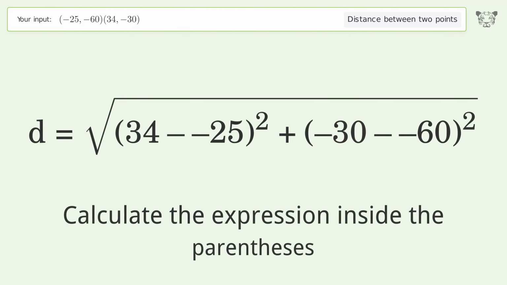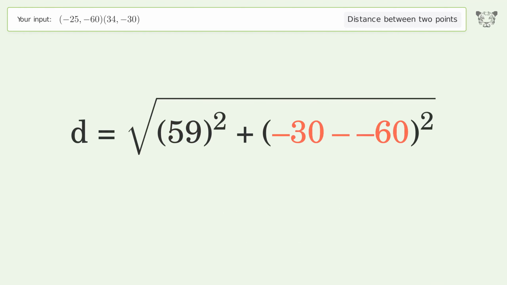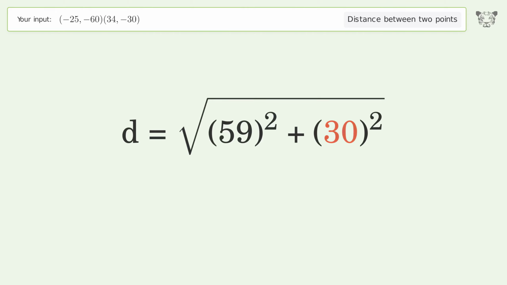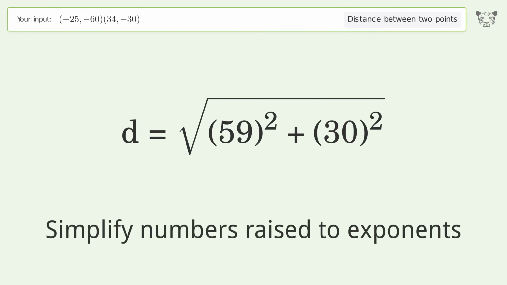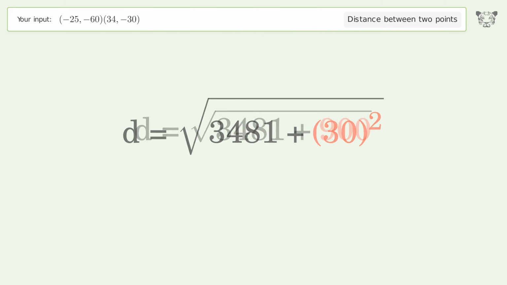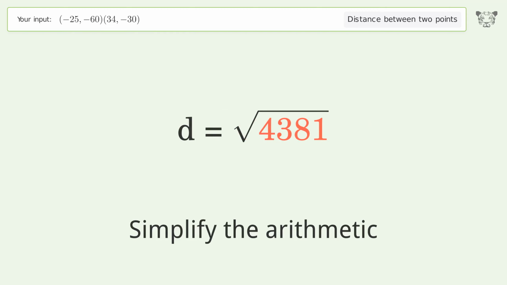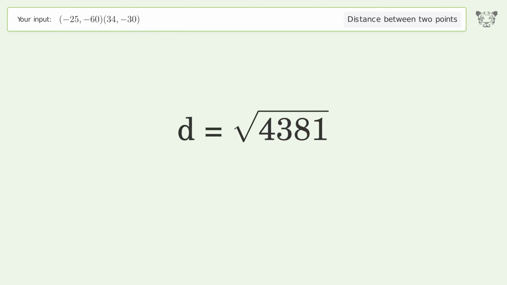Calculate the expression inside the parentheses. Simplify numbers raised to exponents. Simplify the arithmetic. And so the distance between the 2 points is the square root of 4,381, or 66.189.